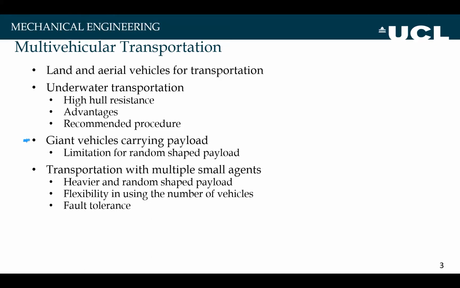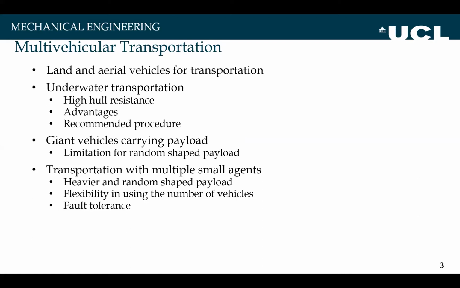So the question arises, why multiple vehicles? Other than using giant vehicles, it is very difficult to carry large or heavy payloads by a single vehicle. And giant vehicles also have limitations because they have a payload deck with a certain size and shape. So if there is a random payload, it cannot be carried.